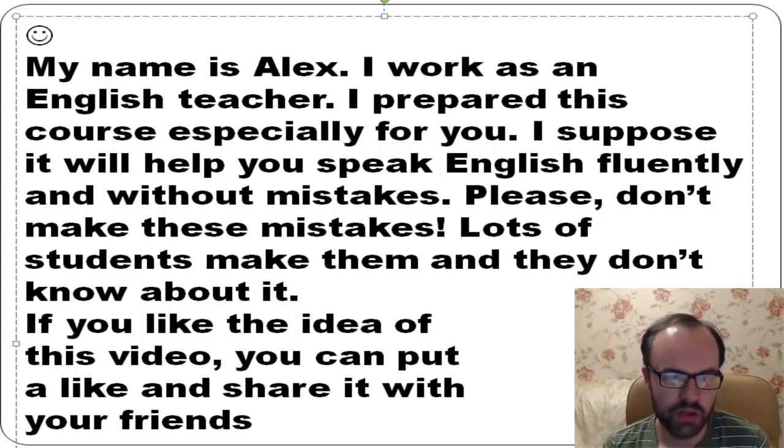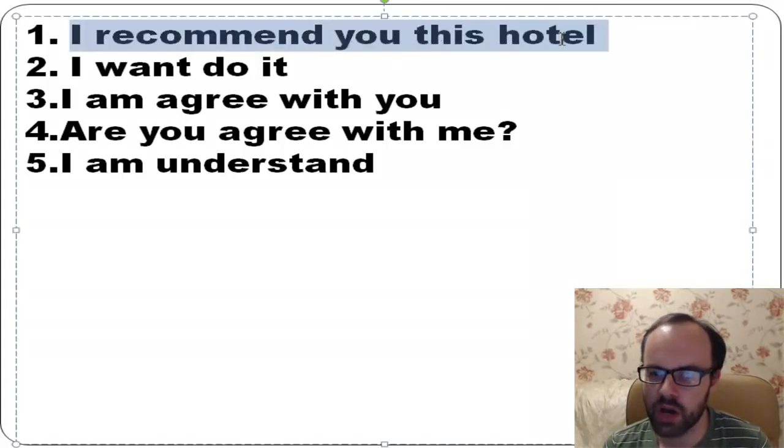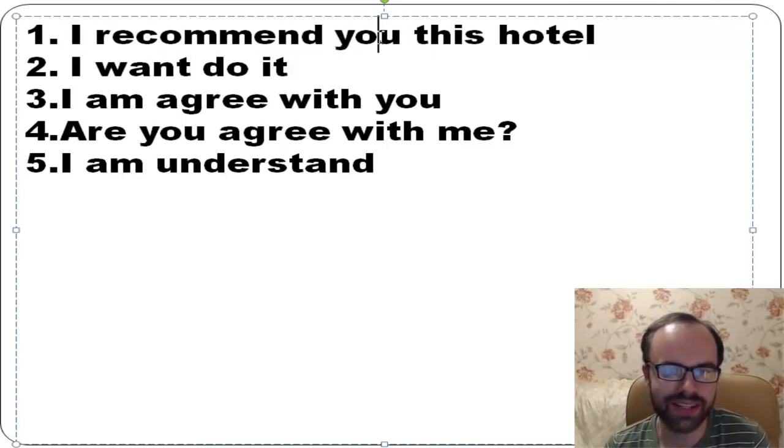Okay, so you'll see a list of 200 sentences and there is a mistake in each of these sentences. For example, look at the first sentence. I recommend you this hotel. It isn't correct, it isn't right. But you need to understand why it isn't right. You need to find this mistake.